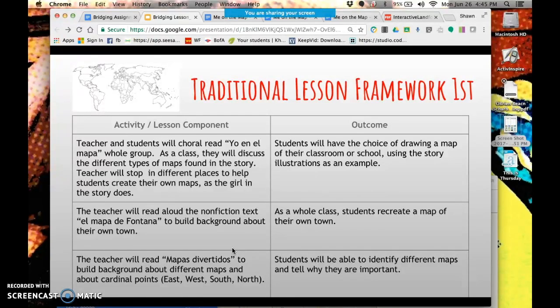Another of the activities is that the teacher will read aloud the non-fiction text, El Mapa de Fontana, to build background about their own town. As a whole class, students recreate a map of their own town.